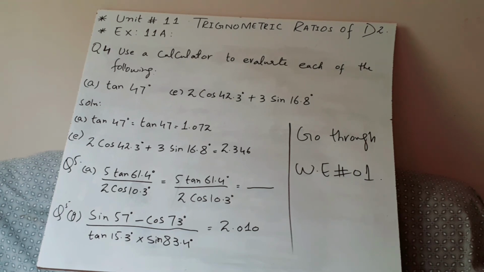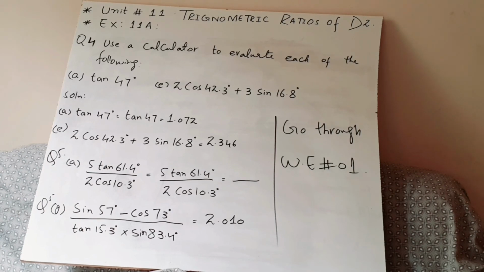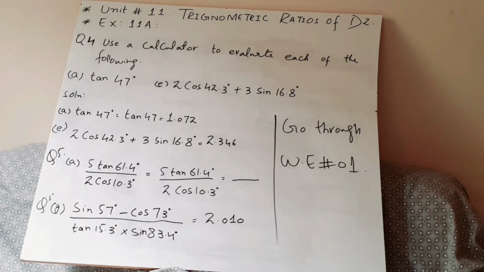Okay, in question number 5, the same thing. When it is given in fractions, or in addition and multiplication, these mixed functions, you have to use the calculator. For this I am referring you to worked example 1. Go through worked example 1, which is in your textbook, for further explanation. I hope you can solve the remaining parts of this.